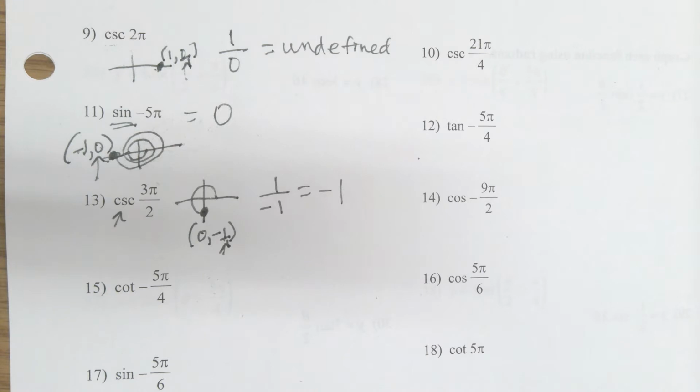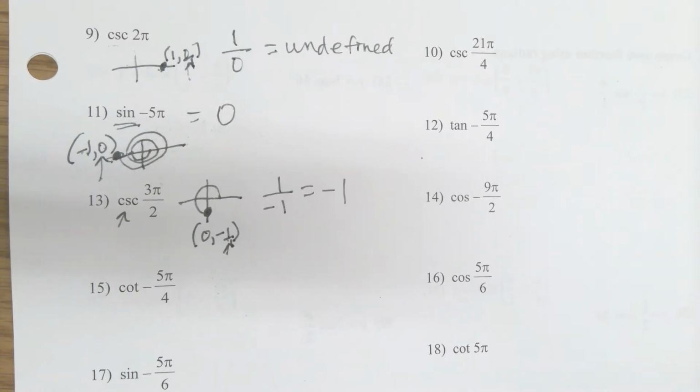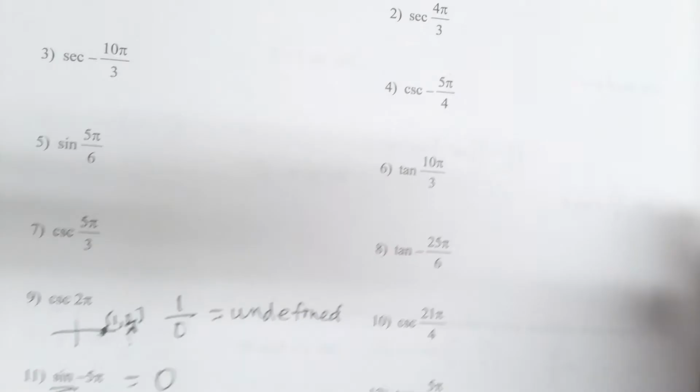Were there any other questions on the review that you wanted to see? Go ahead. 35, you bet. 35 is a graphing.